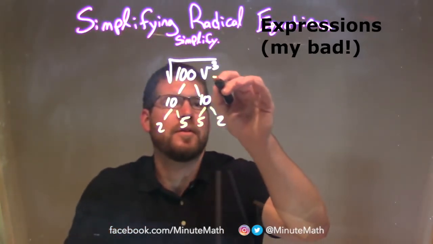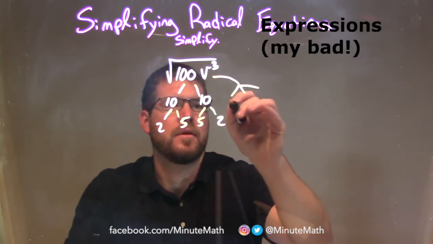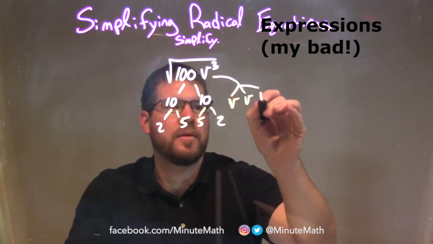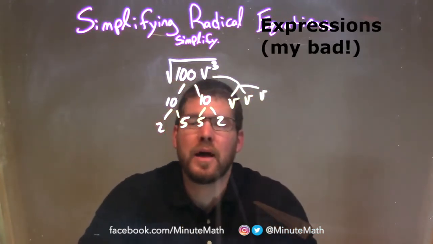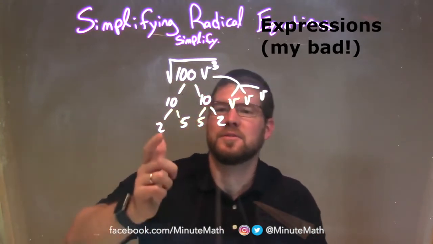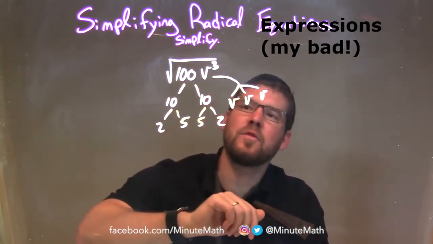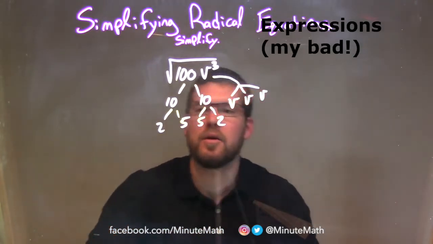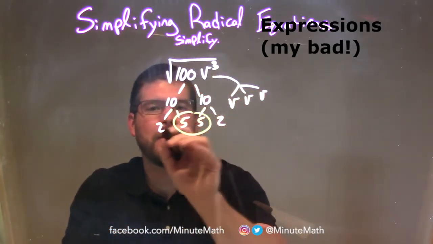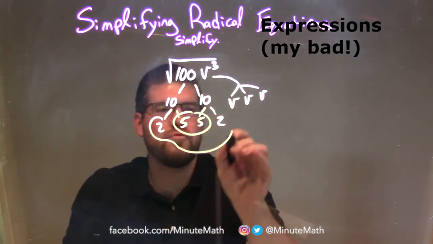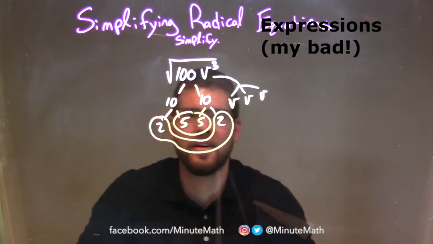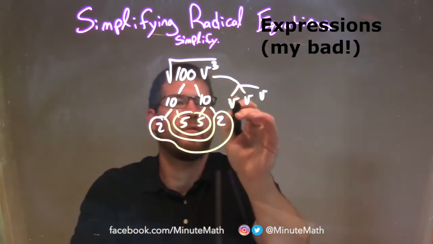V to the third power is just v times v times v. So now we have our prime factorization. 100 is 2 times 5 times 5 times 2, and v to the third power is v times v times v. Let's circle our pairs. So we have a pair of 5s right here in the middle, and then a pair of 2s. I circle like that. And I have a pair of v's.